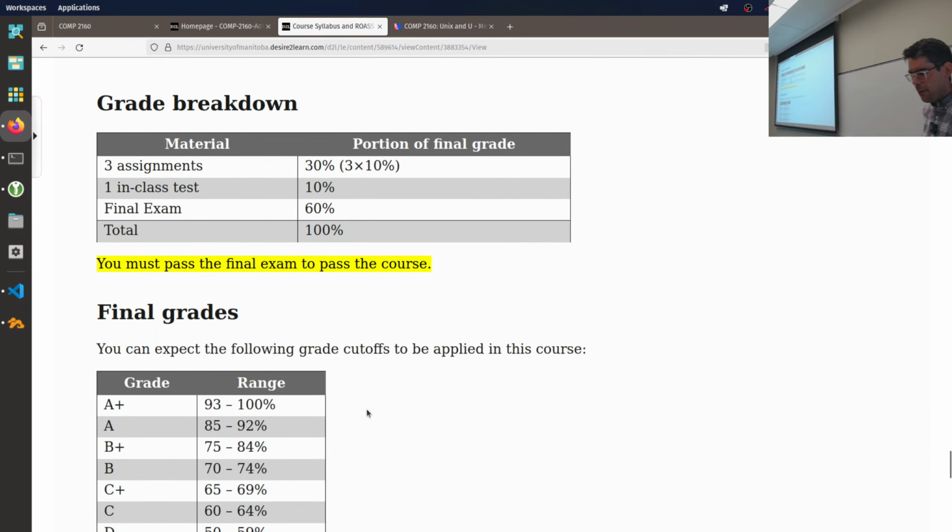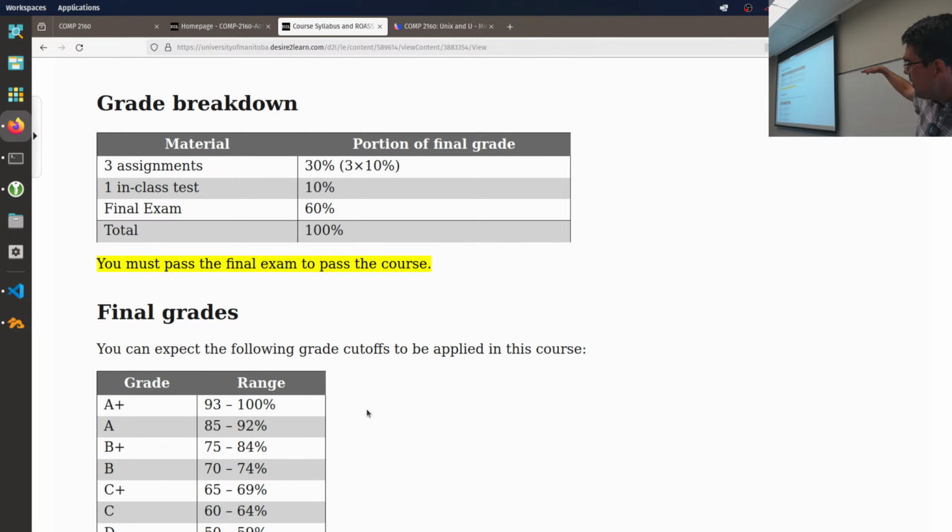The grade breakdown here: we're going to have 3 assignments this term, like you saw in the schedule already. Each one is going to be weighted the same. They're all worth 10%. We're going to have 1 term test. It is also worth 10%. And then we will have 1 final exam that's scheduled by the registrar's office in the last 2 weeks of June, and that will be worth 60% of your final grade.